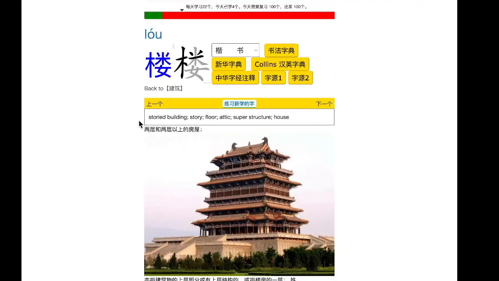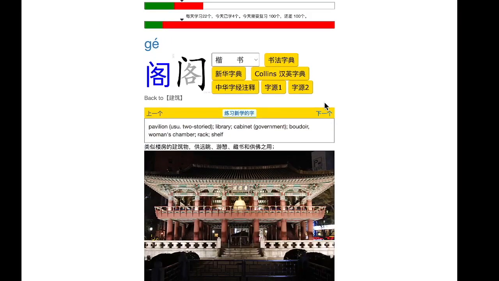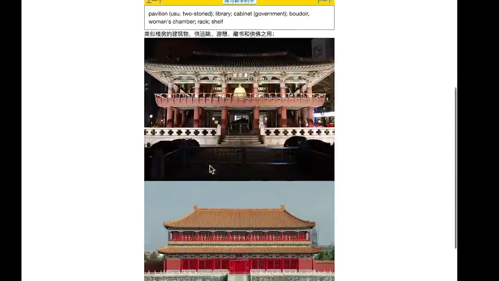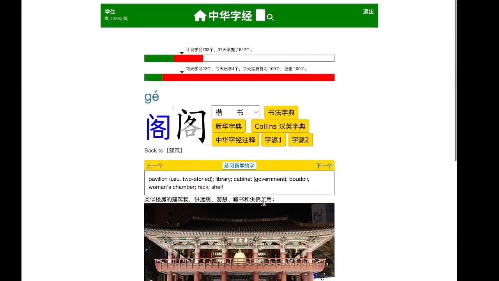Lou. Lou is a building of 2 or more stories, and ge is a pavilion that usually has 2 stories. Often used for libraries or government cabinets. The character can also refer to a woman's chamber or boudoir, a rack or a shelf. But in this context, we're talking about these. Lou and ge are often taken together to refer to buildings and pavilions.